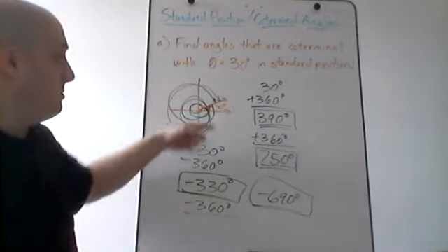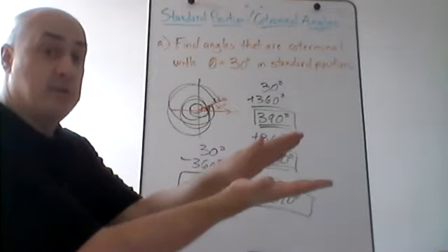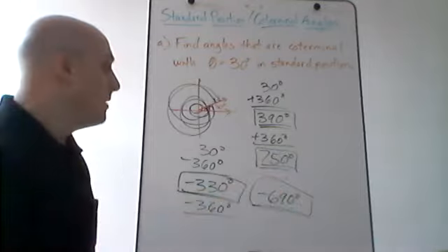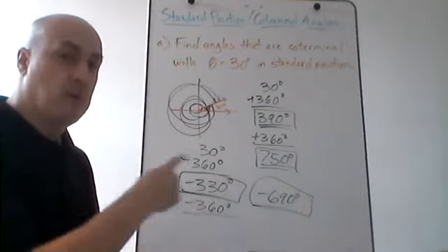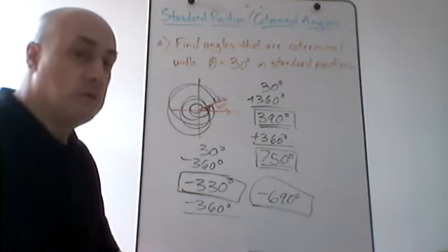If I were to graph each one of these on the coordinate plane, they would all have the same two sides, the same initial side and the same terminal side. It's just how far do I go around the circle before I get there? That's the difference between these angles. All right, so that's the meaning of coterminal angles.